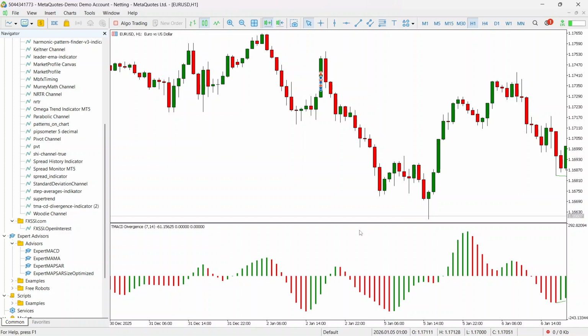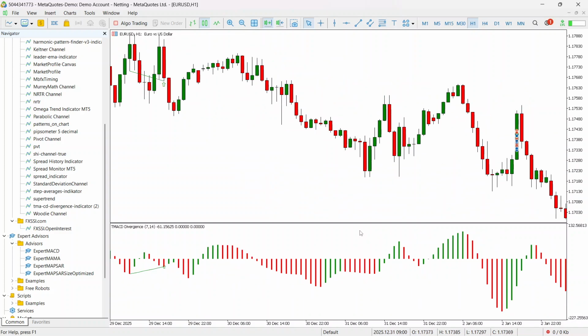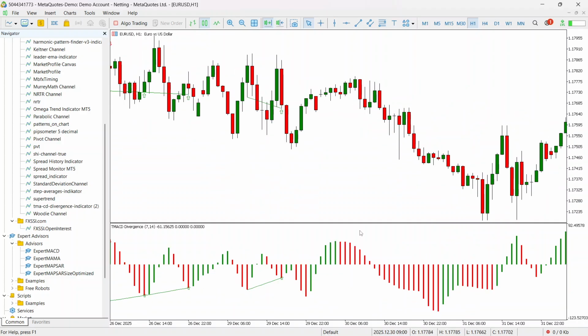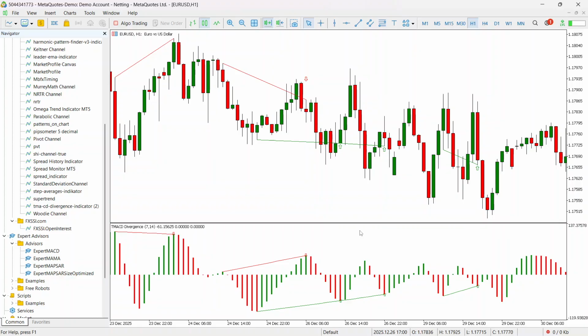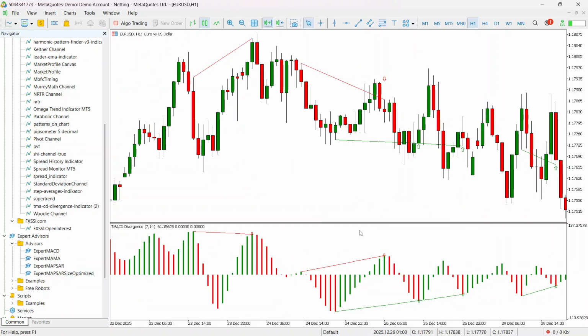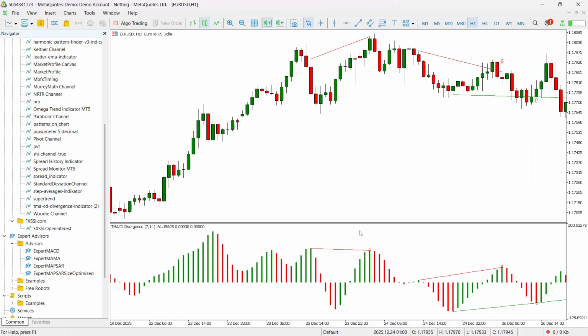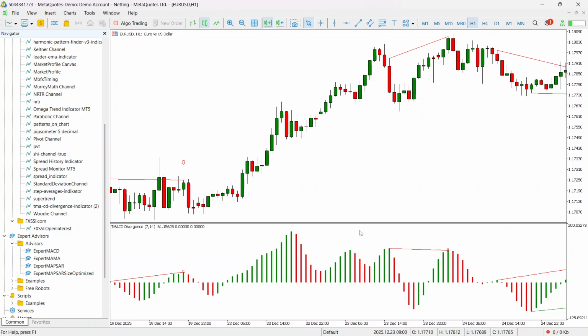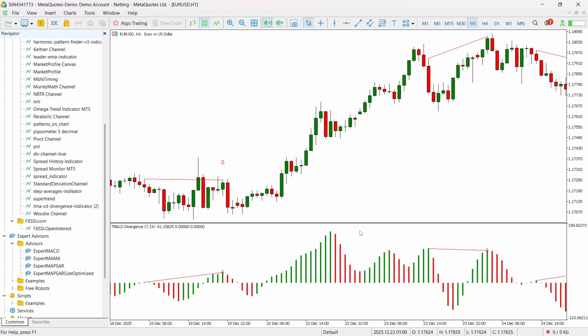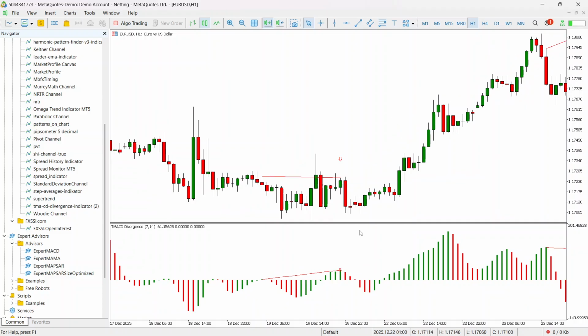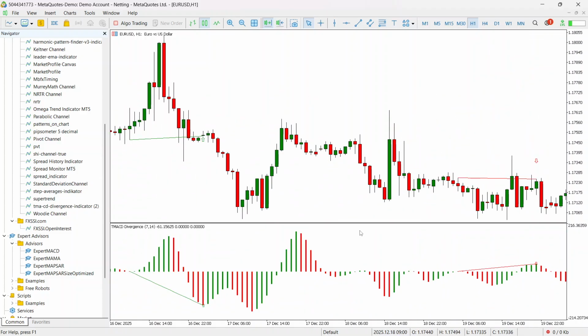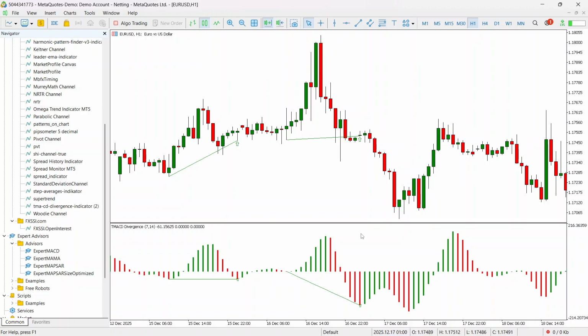Now, who is it for? The TMA CD divergence indicator is suited to traders who rely on divergence as a leading signal for trend exhaustion and reversals, especially swing and intraday traders. Divergence is not a guarantee of reversal and can appear early or fail in strong trends, and TMA is a smoother lagging measure, so signals must be confirmed with price action, structure, and risk management. It should be integrated into a broader plan with clear entry, stop loss, and take profit rules rather than used on its own.